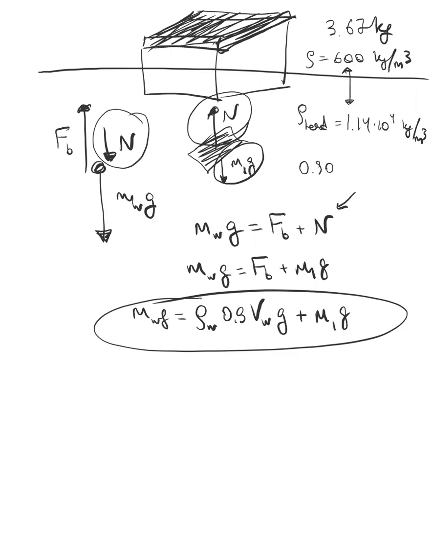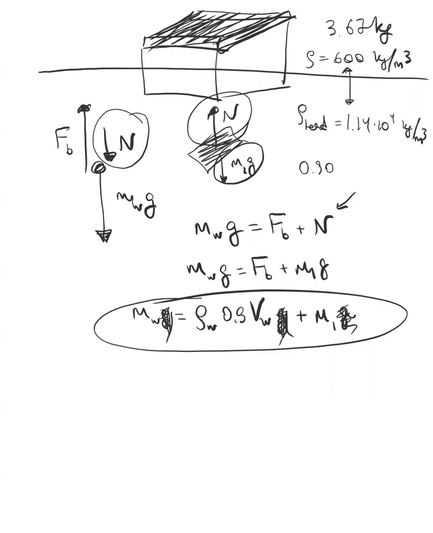So the first thing that I will do is cancel out G because it looks like I have G everywhere, so it cancels out. And now I get this equation. Mass of wood is 0.9 times density of water times volume of the wood plus mass of lead.